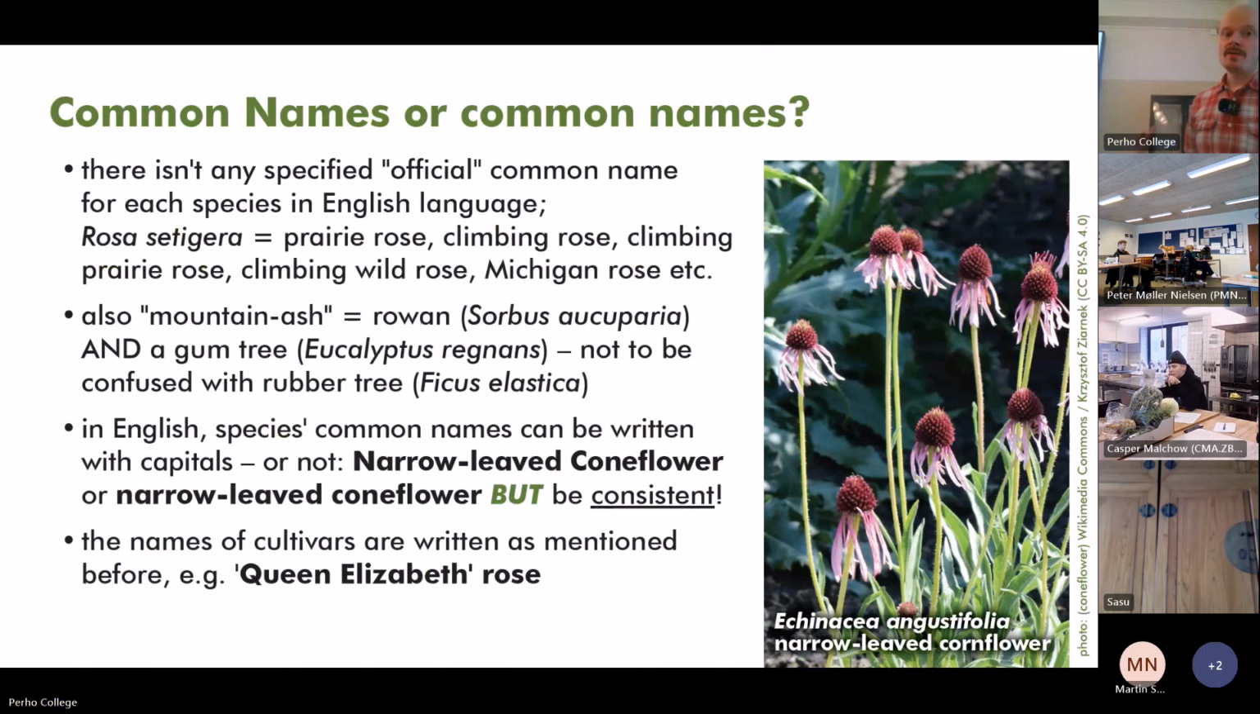In English, there isn't any special official common name for each species. For example, Rosa setigera might be called prairie rose, climbing prairie rose, climbing wild rose, Michigan rose, or maybe some other names too. There might be local names and so on. For example, in Finland, we do have official names, and you can find them in botanical literature, for example, plant guides.